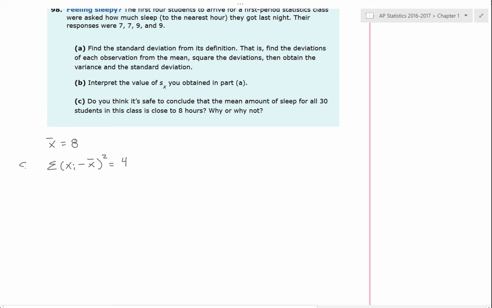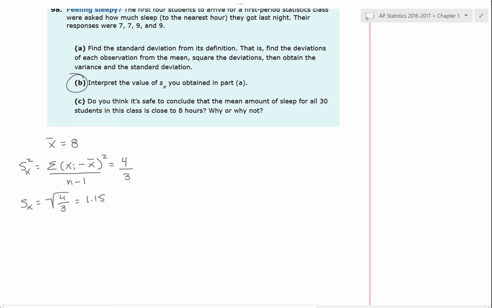So this is what's called the variance. We find that first. The variance is divided by n minus 1. Do you remember n stands for number of observations? There are 4 observations, so instead of dividing by 4, we're dividing by 3. The standard deviation is the square root of that, and I need someone to tell me what this is. 1.15 is the standard deviation. We've found that from its definition.